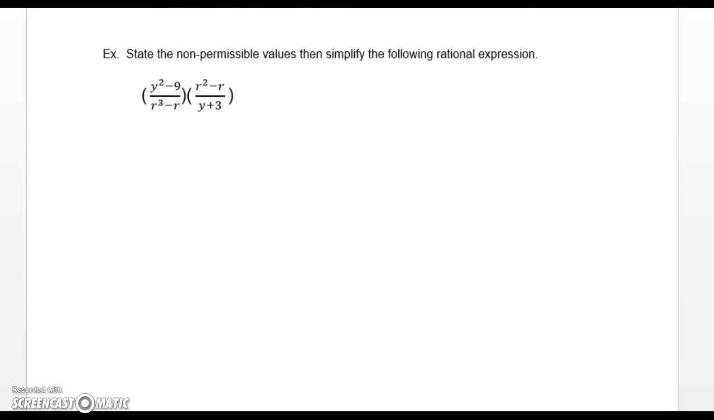Here we're going to state the non-permissible values, then we're going to simplify the following rational expression. Here we have (y squared minus 9) over (r cubed minus r) times (r squared minus r) over (y plus 3). So the first step here is we're going to list our non-permissible values, which is the same thing as those restrictions.